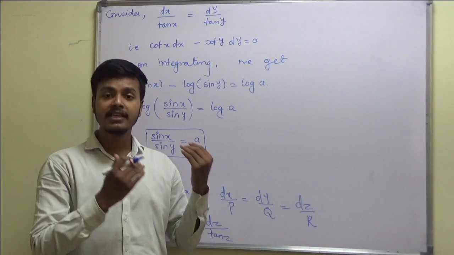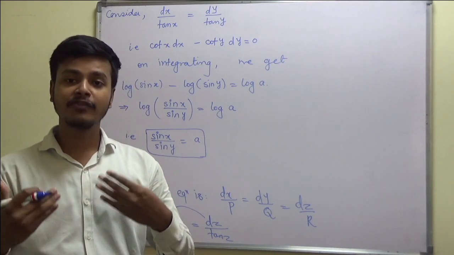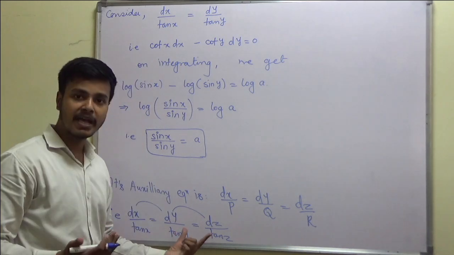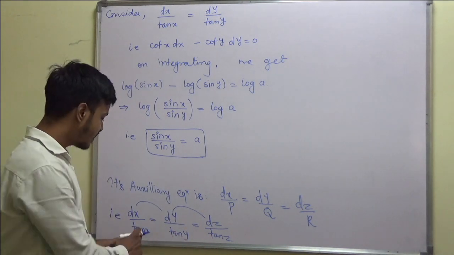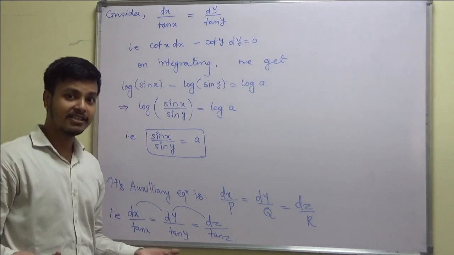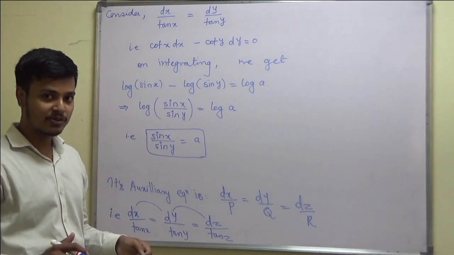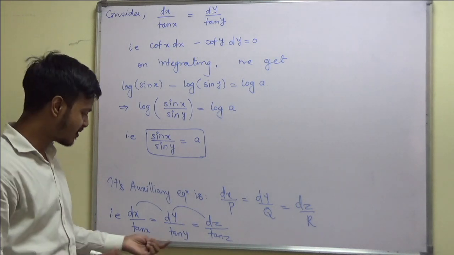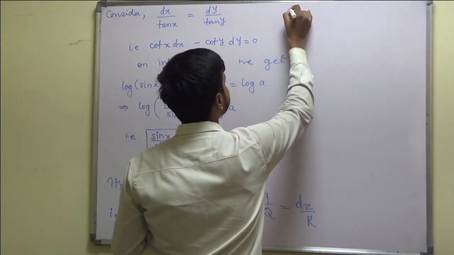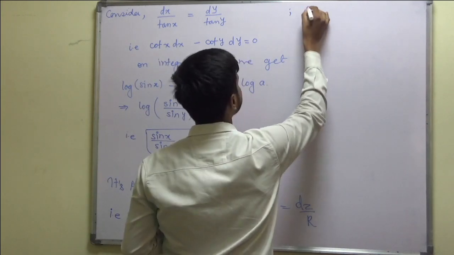But for the given problem you can have more answers. If I have taken second and third, my answer would be different. If you have taken first and third, your answer may be different. So it depends. It is not necessary that you will all get the same solution, but you must get a solution because of this selection of ratios. Now let us take first and third.